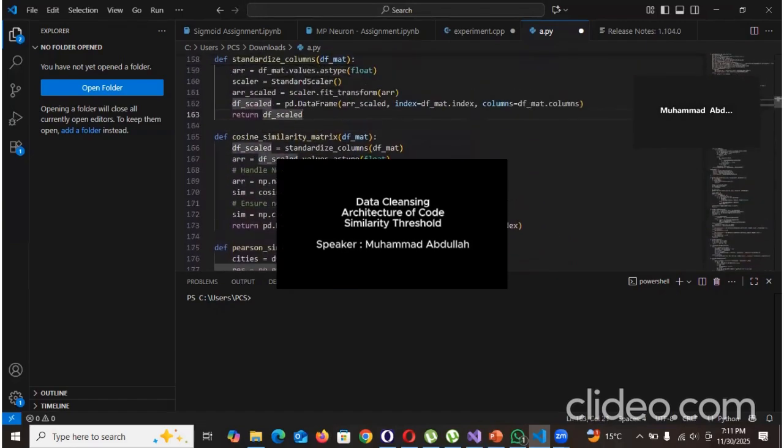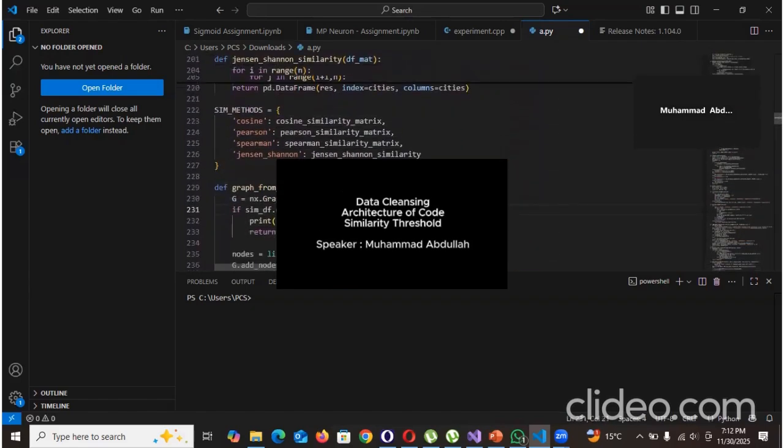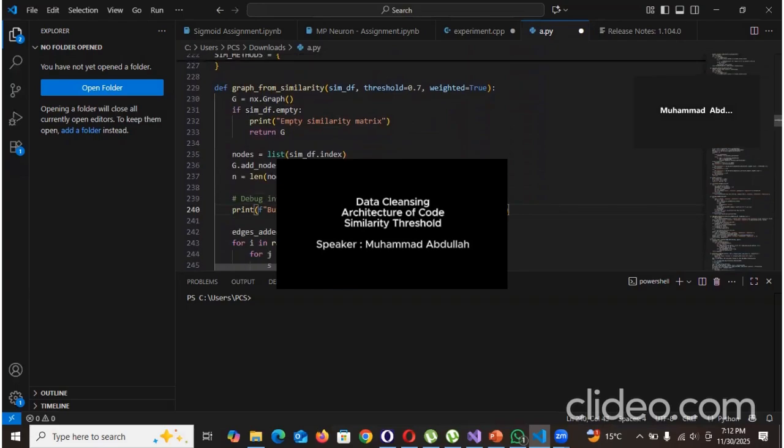This is the cosine similarity function, which is used to measure the angle between two price vectors. This function standardizes the data, computes cosine similarity for all pairs of cities, and returns the similarity matrix. This is the graph from similarity function. This function converts the similarity matrix into a graph. Only edges above a threshold like 0.6, 0.7, or 0.8 become actual connections.